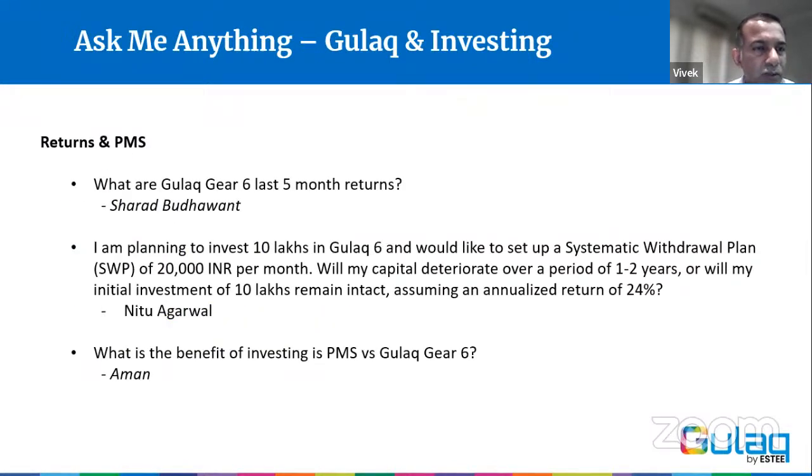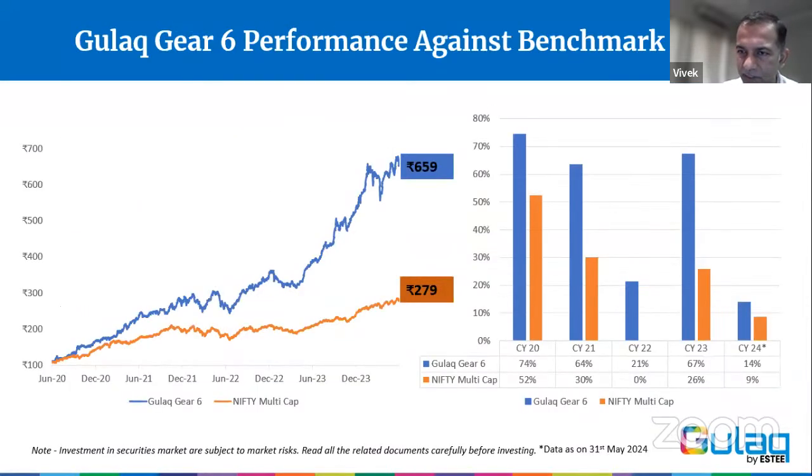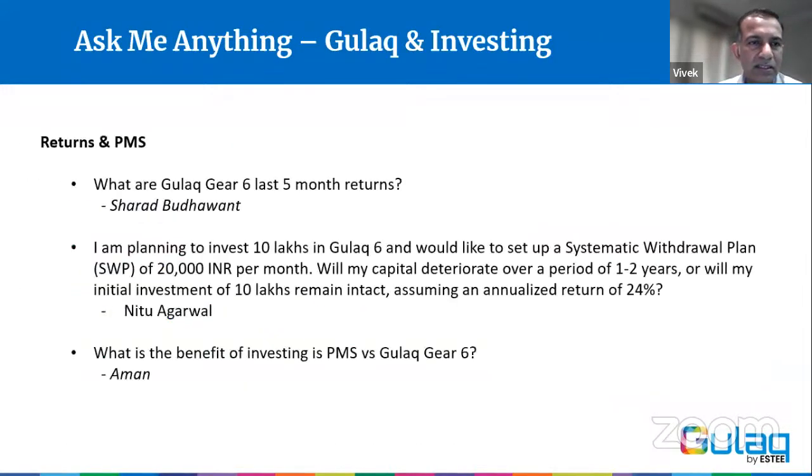Okay. So one question, Sharad asked, what are the returns of Gulaq Gear 6 in the last 5 months? So Sharad, I've already shared this. This year we have done about 14% versus 9% in the BSE 500 index. Second, Neetu Agarwal has said, I'm planning to invest 10 lakhs in Gulaq Gear 6 and would like to set up a systematic withdrawal plan of 20,000. Will my capital deteriorate over a period of 1 to 2 years, or will my initial investment of 10 lakhs remain intact, assuming an annualized return of 24%?